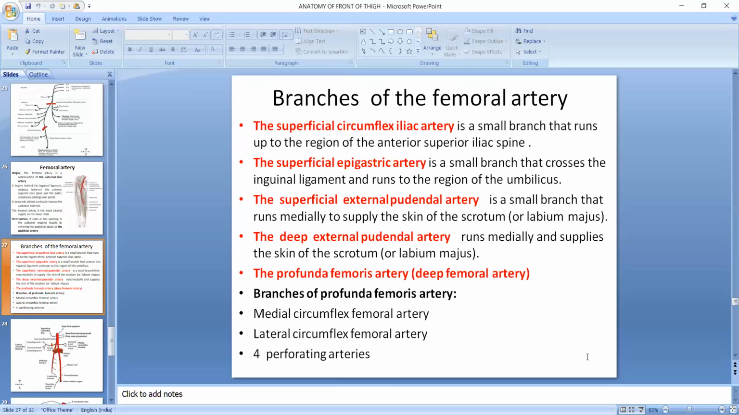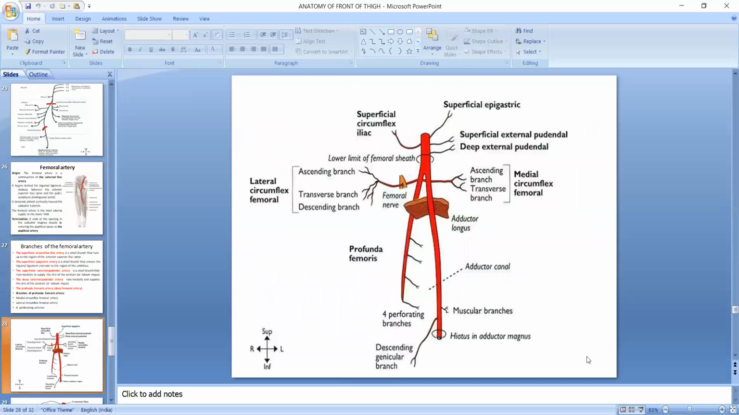And the deep external pudendal artery runs medially and supplies the skin of the scrotum in males and the labia majora in females. Profunda femoris artery, the deep femoral artery. The branches of the profunda femoris artery are the medial circumflex femoral artery, the lateral circumflex femoral artery, and four perforating arteries.